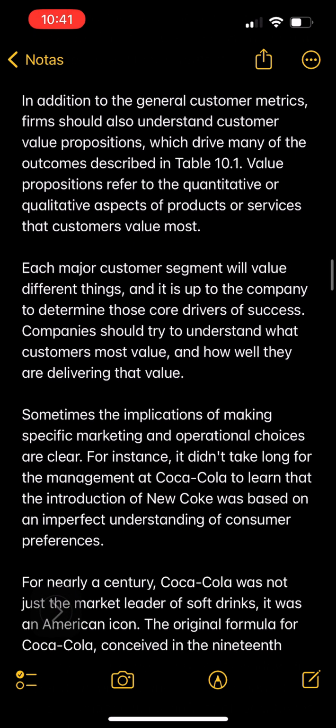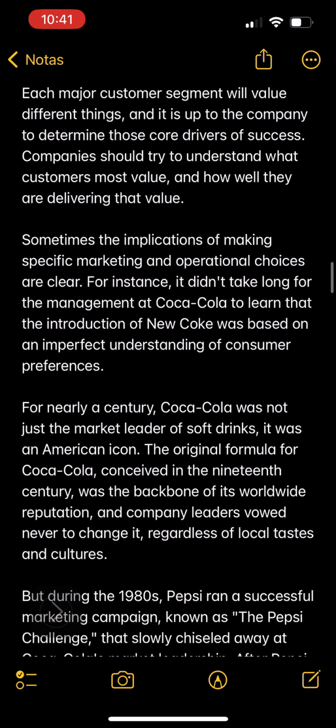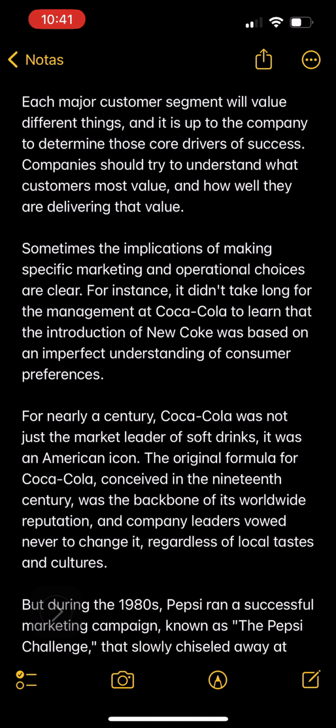In addition to the general customer metrics, firms should also understand customer value propositions, which drive many of the outcomes described in Table 10.1. Value propositions refer to the quantitative or qualitative aspects of products or services that customers value most. Each major customer segment will value different things, and it is up to the company to determine those core drivers of success. Companies should try to understand what customers most value, and how well they are delivering that value.